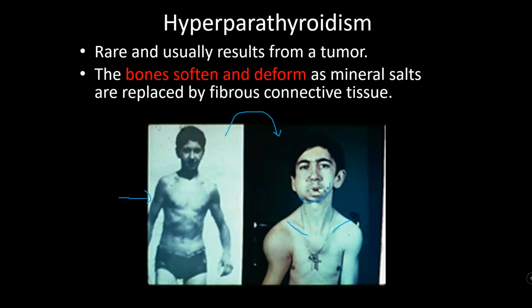His teeth have all fallen out in both the maxilla and the mandible as those bones weakened. His humerus is broken on this side. It's not strong enough to support the weight. Sternum, not doing great either. So you can see just how bad the bones get when a person has hyperparathyroidism.